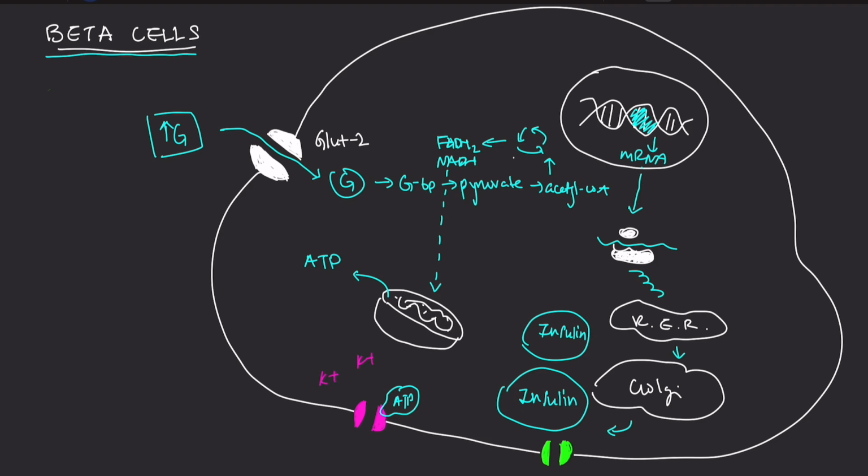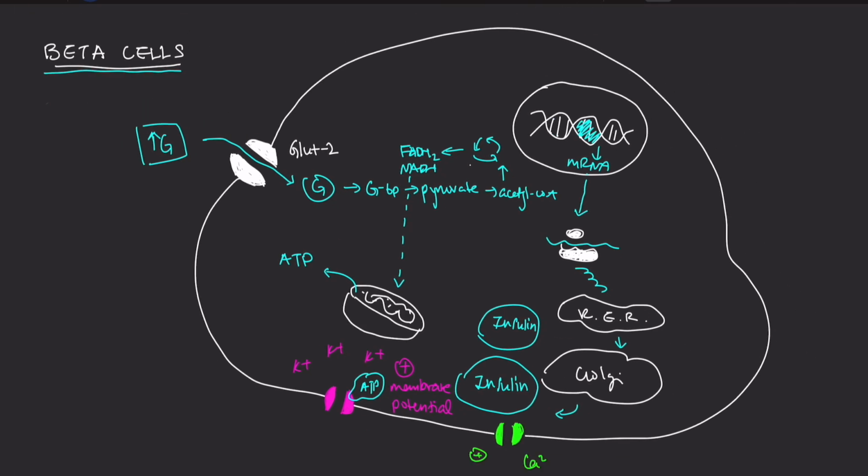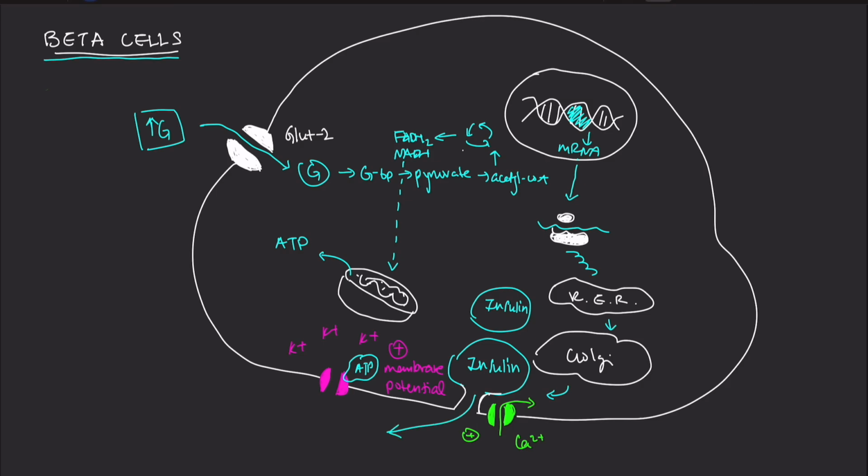Depolarization opens calcium channels, allowing calcium to flood into the cell. This calcium influx is the key signal for insulin secretion. Calcium triggers vesicles filled with insulin to fuse with the cell membrane, releasing insulin into the bloodstream to lower blood sugar levels.